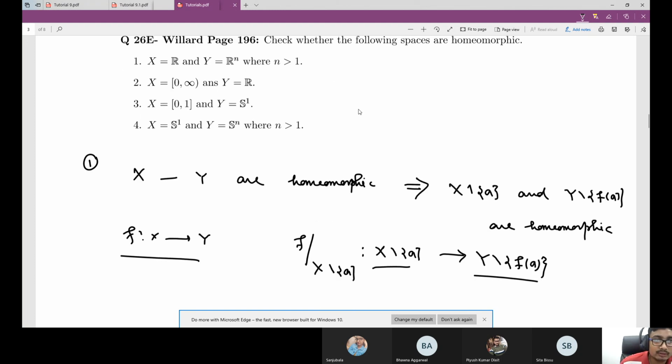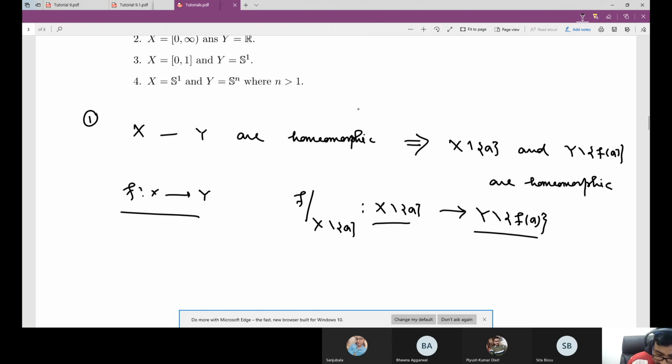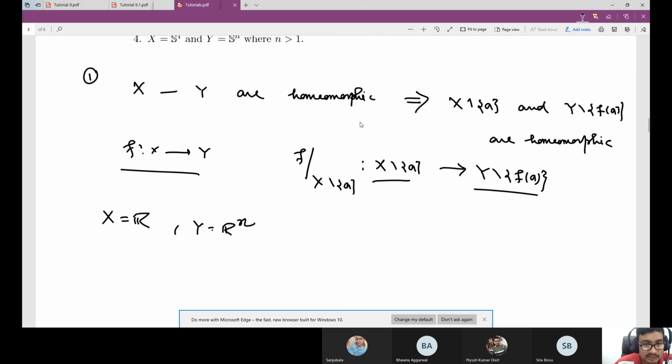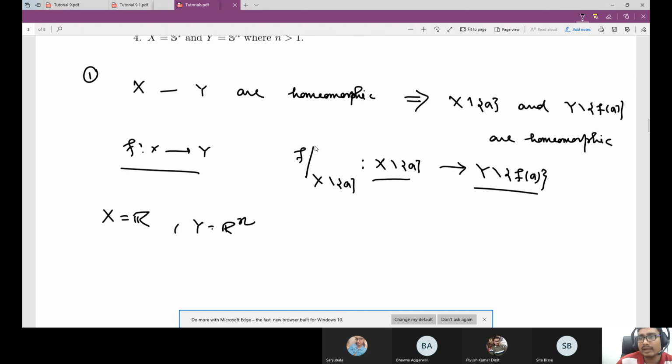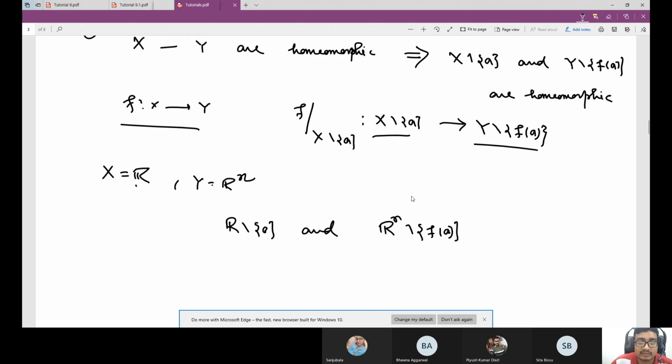Right? Now you see X equal to R and Y equal to R^n. If X and Y are homeomorphic, then for any point a of R, in particular for 0, you can say that R minus 0 and R^n minus f(0) are also homeomorphic, right? But are they homeomorphic?